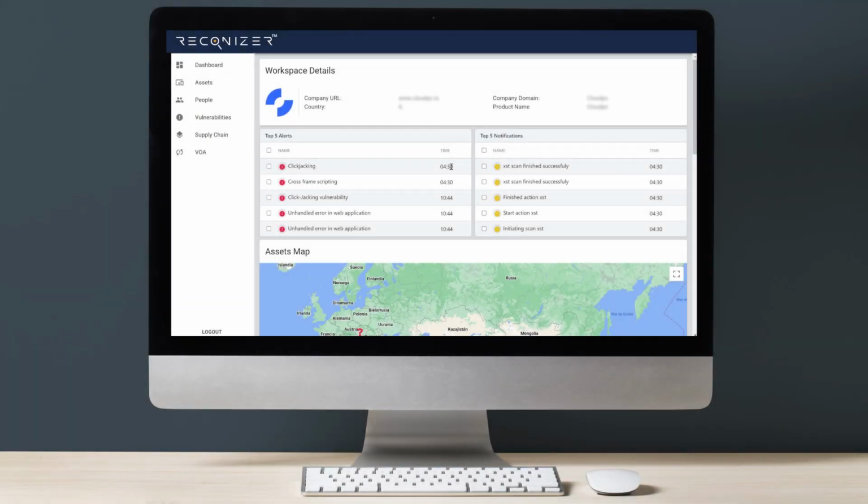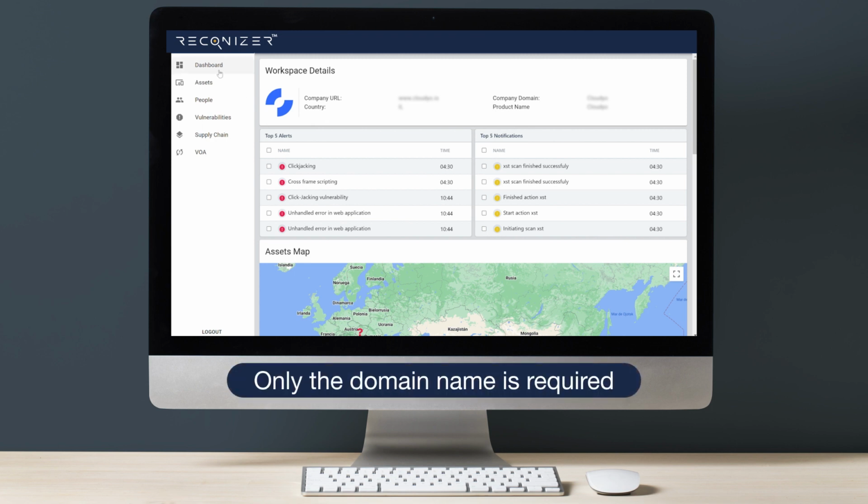Today we present our RECONIZER system, a fully automated threat intelligence and attack surface management software tool. RECONIZER scans and collects data from over 400,000 sources from all three layers of the Internet, public, deep, and dark web, and performs social engineering analysis and cyber intelligence gathering using only the domain name of our clients.